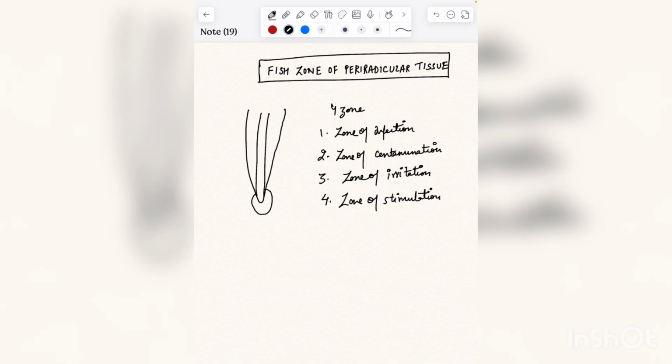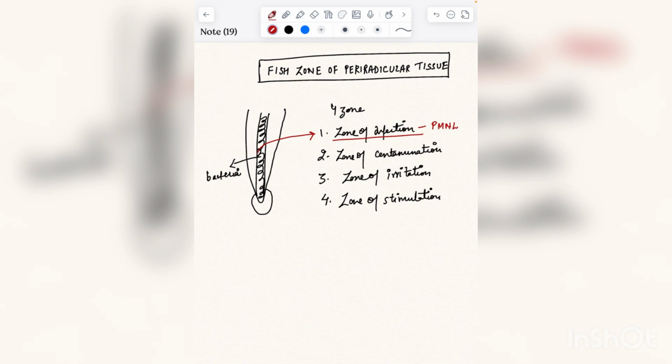So this is the root canal, which is infected, so here the bacteria will be present. The zone of infection is the bacterial zone in which bacteria are present. Here the main cells present are polymorphonuclear leukocytes, and in this zone the bacteria and their toxins are present.